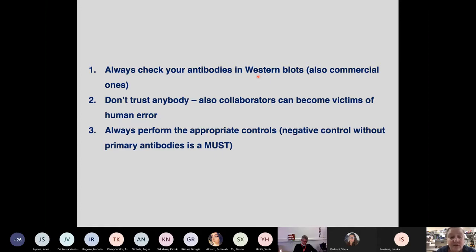And the third essential is that you always have to perform the appropriate control. So whenever you do your stainings, you have to have a negative control without primary antibodies, because the secondary antibodies, which is what you will be seeing in your fluorescence microscope, may show all kinds of stuff.